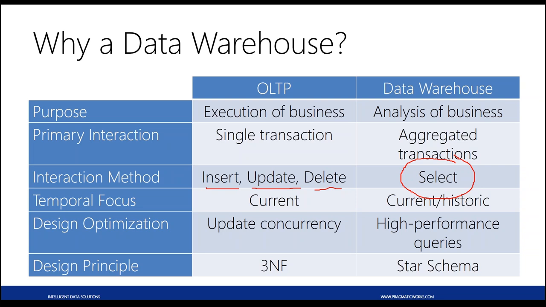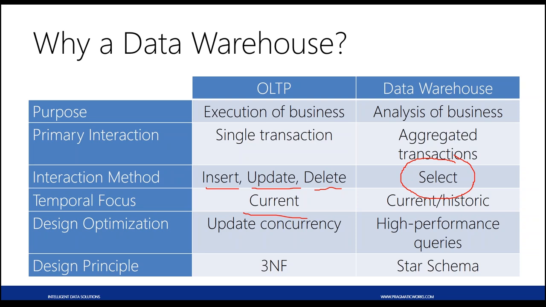Show me how many sales transactions I had yesterday, or how many cheese balls I sold yesterday, those types of queries. Another difference between your transactional system and your data warehouse is going to be the temporal focus, right? Usually in a transactional system, the temporal focus is going to be what's happening now, currently, in the business. We're not tracking a lot of history in the business outside of what's necessary just to keep the business running.